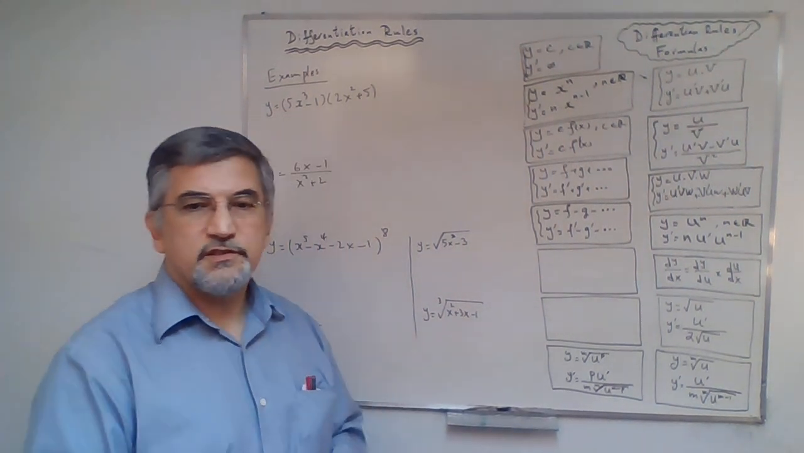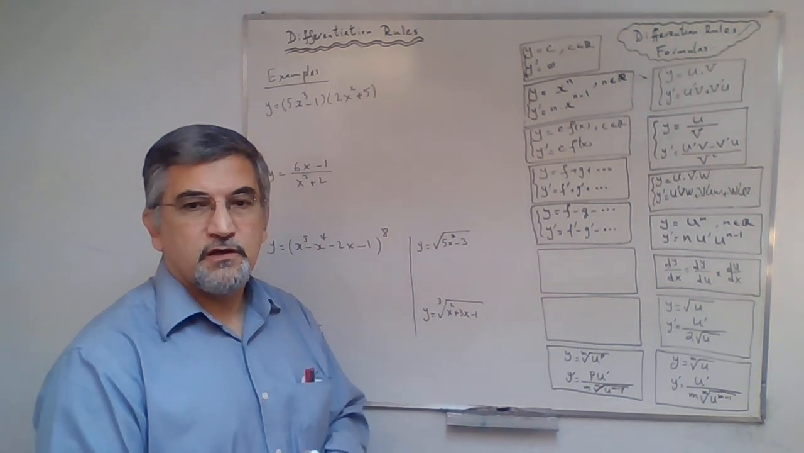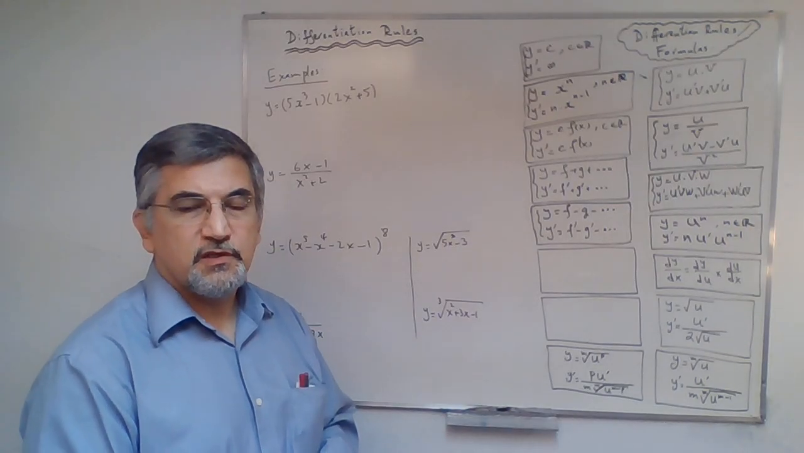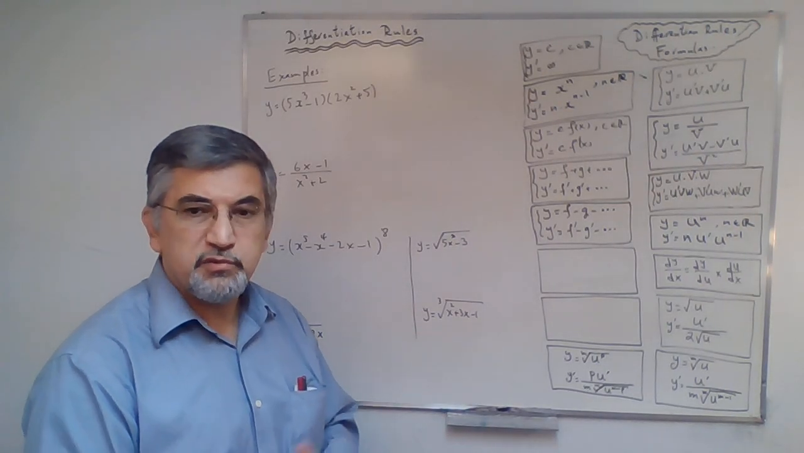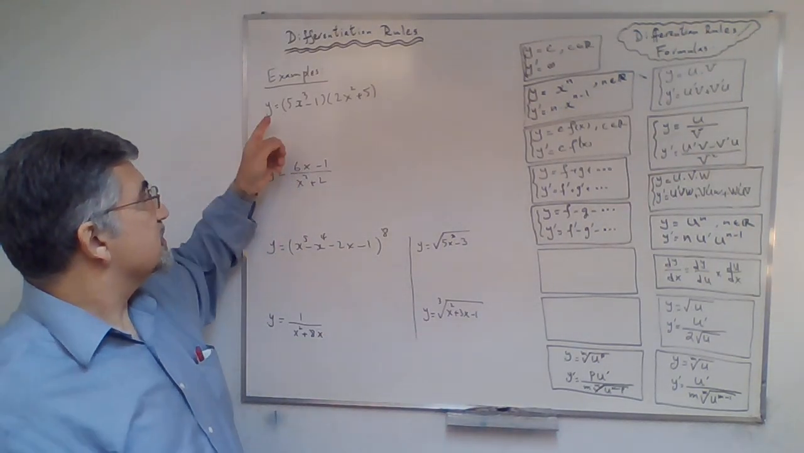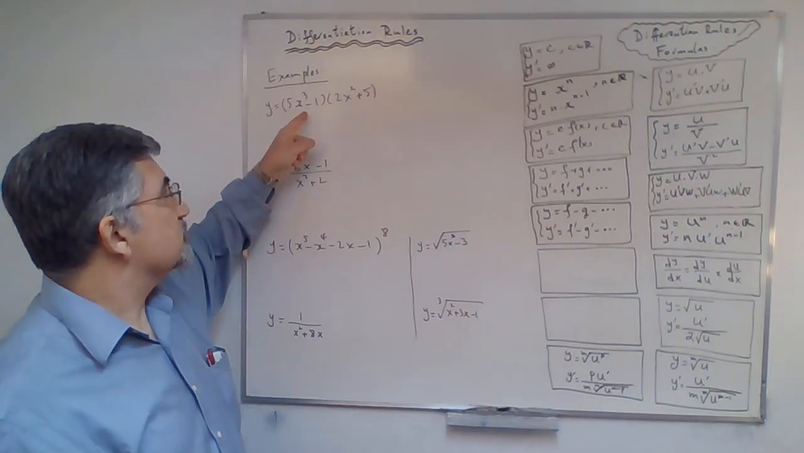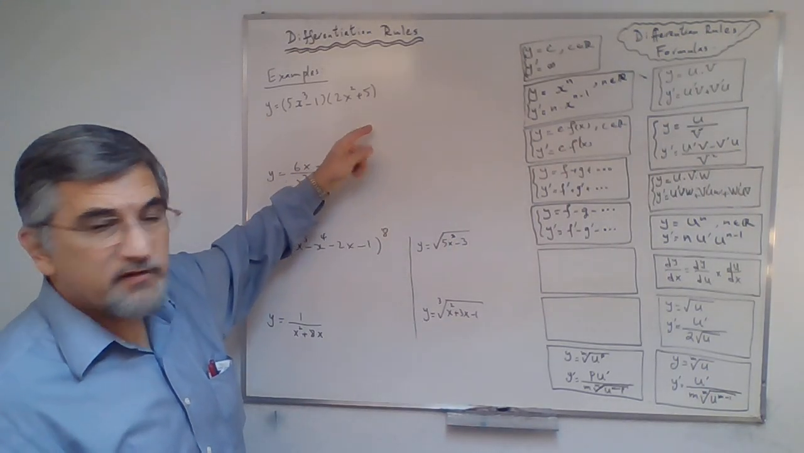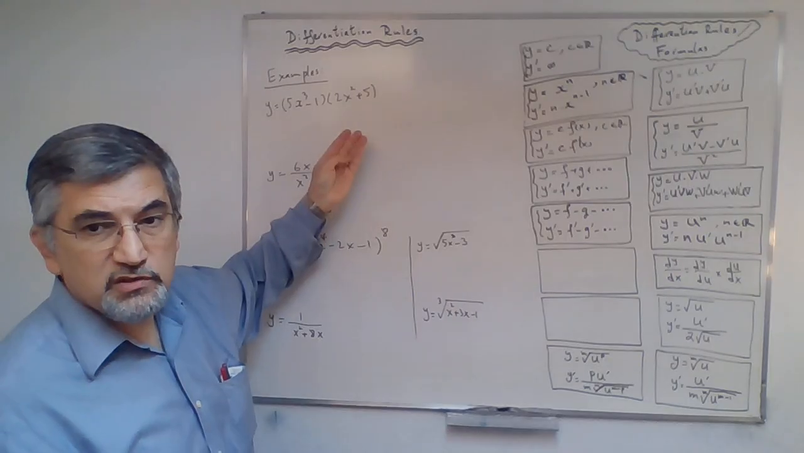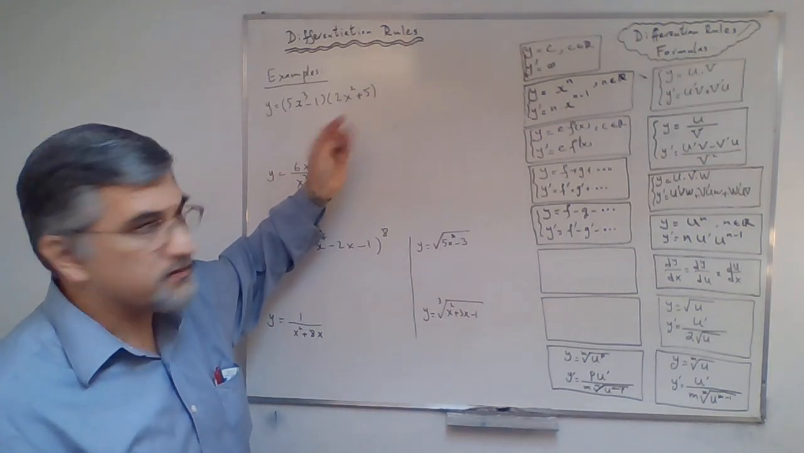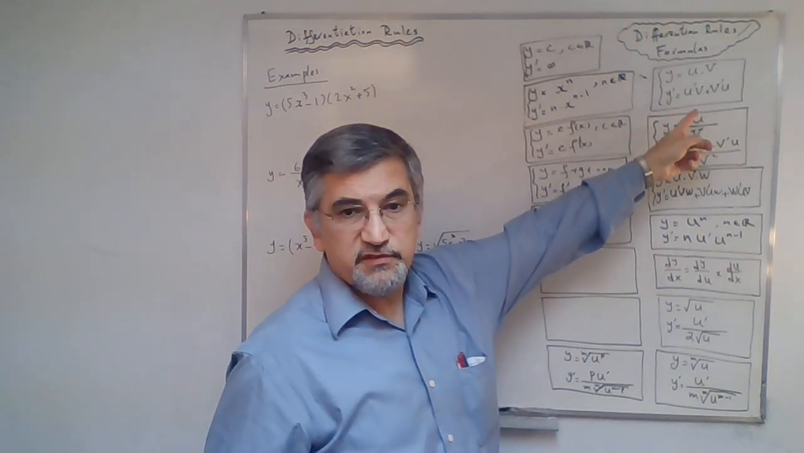Hello everyone. In this lecture, I want to give you different examples about differentiation rules and how we apply these rules. The first one says y equals 5x cubed minus 1 times 2x squared plus 5. Clearly, this is the product of a cubic function and a quadratic function. So the product rule is very clear.